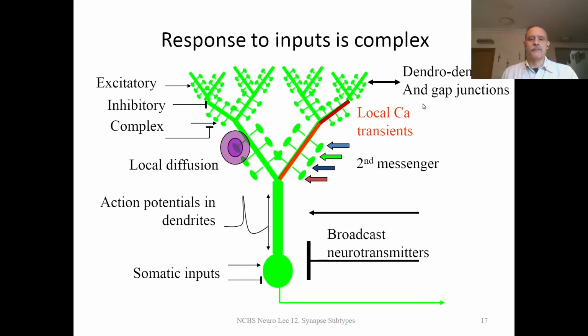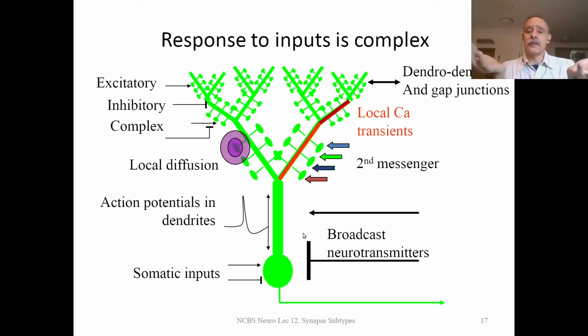So to summarize, the response to inputs in real neurons is actually quite complicated. You have a range of inputs. Excitatory and inhibitory are sort of the plain vanilla flavor. And then you have some of the complicated ones like the axo-axonic synapses or the local diffusion one that we just talked about. You have dendritic synapses and gap junctions. And you, of course, have many second messenger triggering synapses. You have the broadcast neurotransmitters, which are typically neuromodulators. And then you have special inputs which might trigger the entire cell or shut down the entire cell.